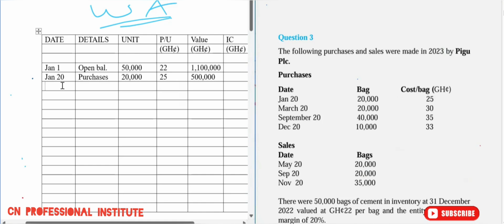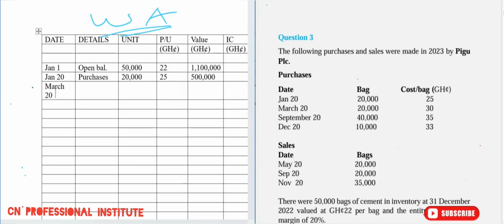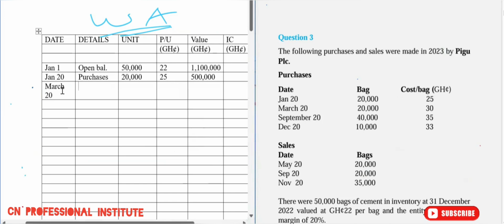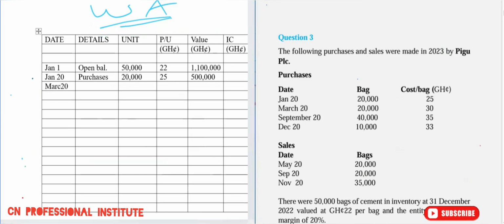Then March 20, another purchase. So March 20, we had another purchase. How many units did we purchase? We purchased 20,000 at 30, and that will give us 600,000.